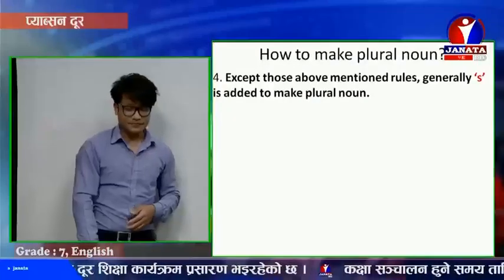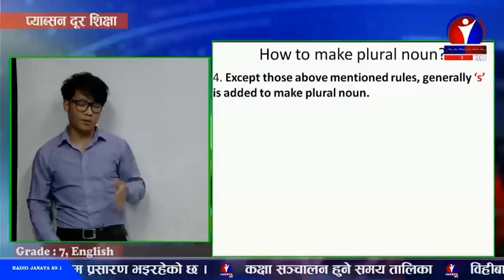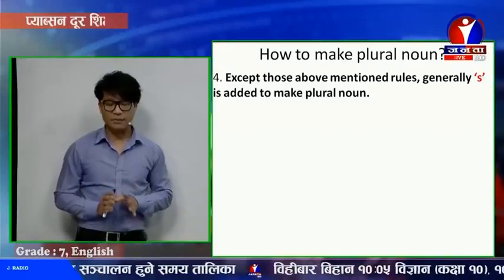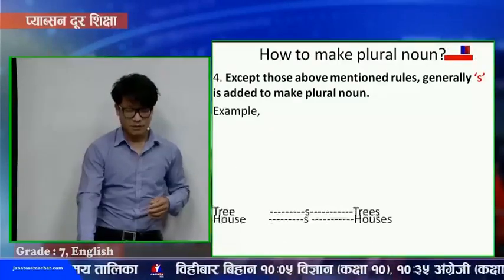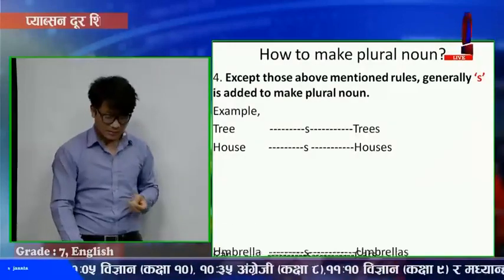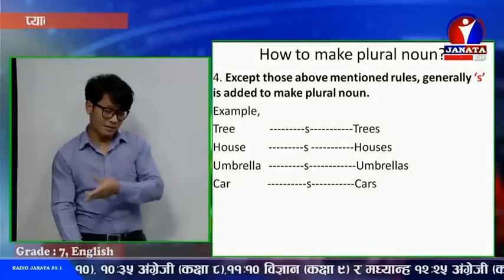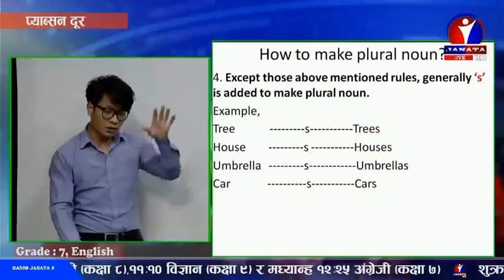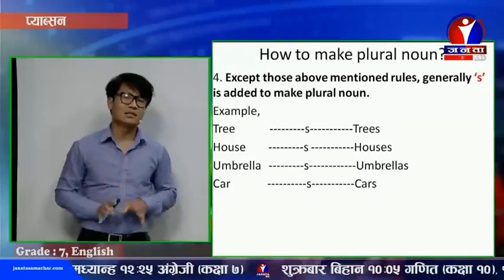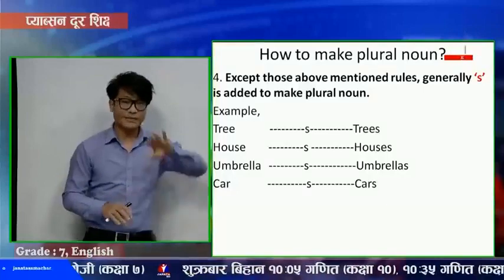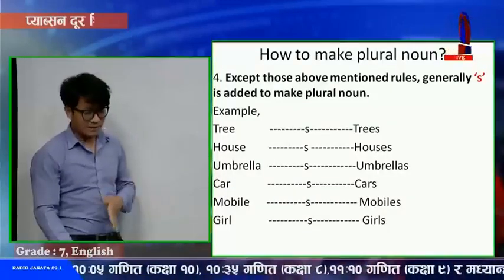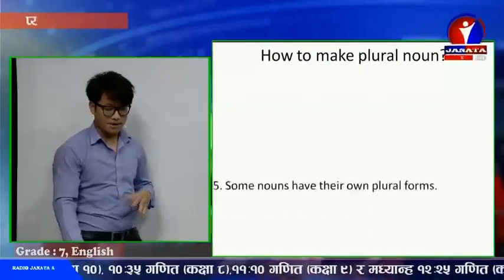Next we have, except for those above mentioned rules, generally S is added to make a plural noun. For example, tree, trees, house, houses, umbrella, umbrellas, car, cars. So generally with these words we use just S to make a plural noun, except for those rules. Mobiles, girls, okay? But listen, all of you.